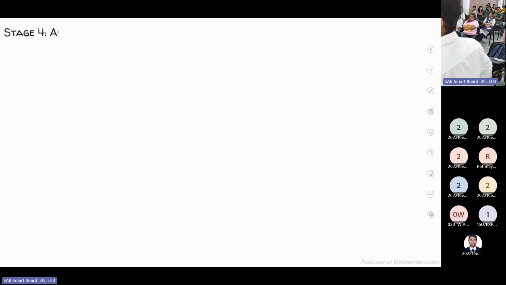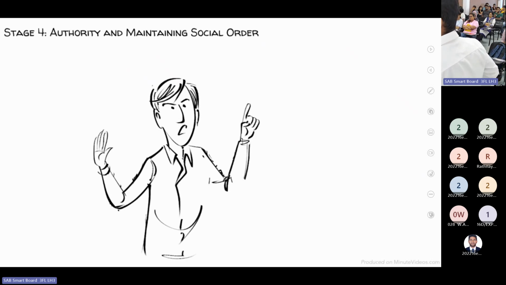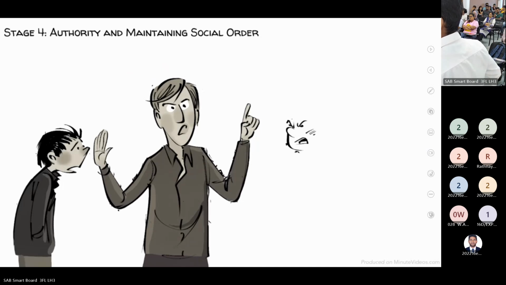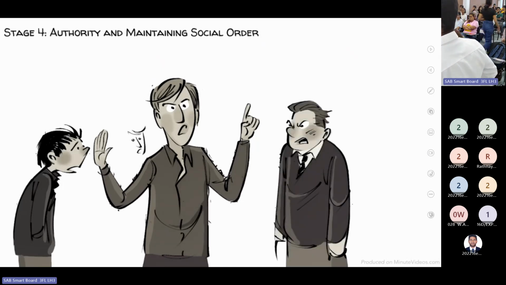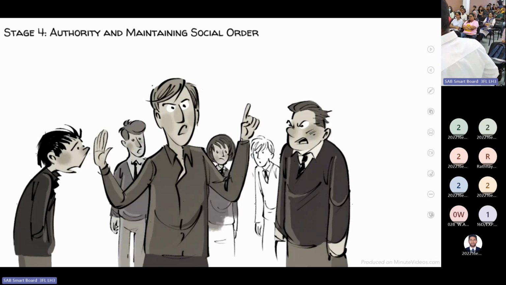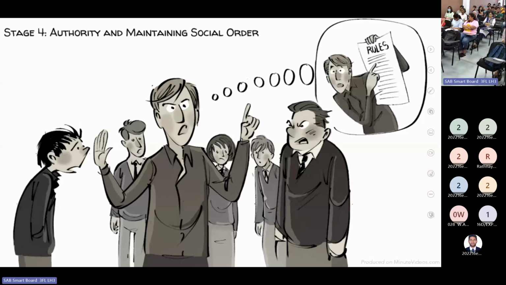Stage 4, we value authority and want to maintain social order. When the teacher sees the group fighting, she immediately steps in and shouts, stop, fighting at school is forbidden. He feels that, above all, it is important to follow the rules, otherwise chaos breaks out. He feels it is his duty to uphold the rules that sustain a society. He asks himself, how can I maintain law and order?